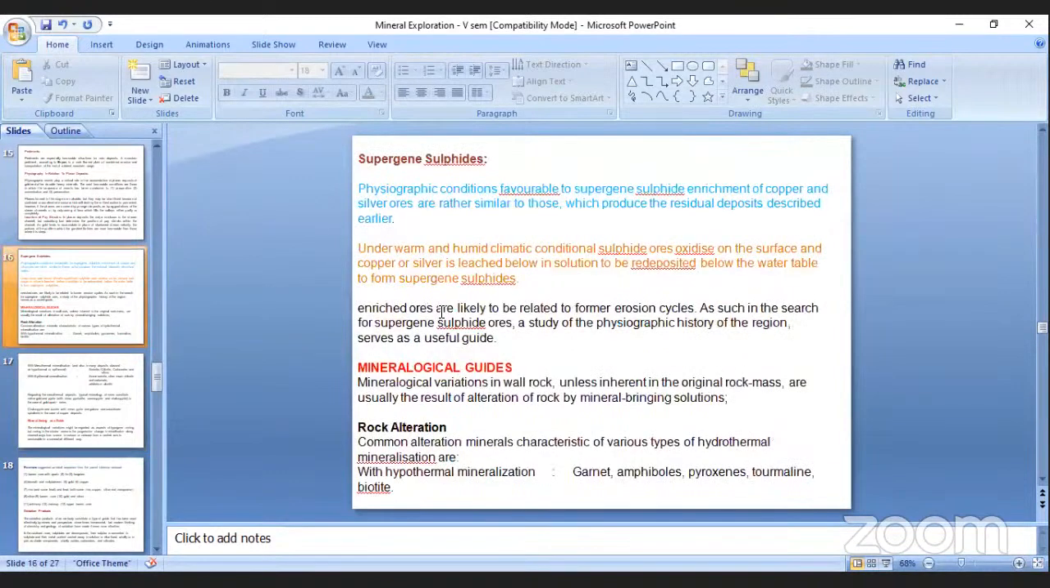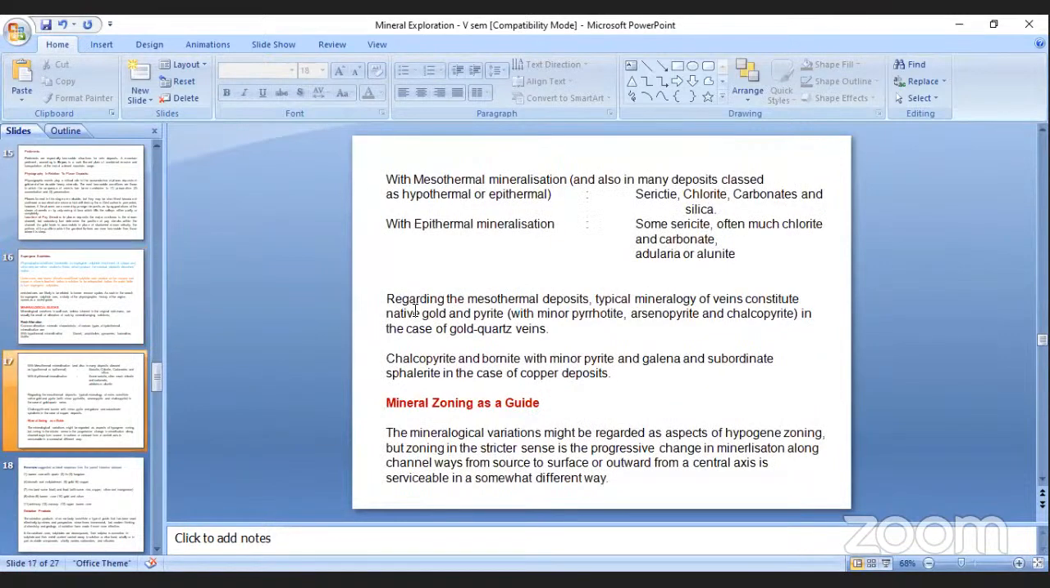So here there are three factors you can see in wall rock alteration, depending on the temperature. The first one is hypothermal mineralization, having garnet, amphiboles, pyroxenes, tourmaline, and biotite. The second one is mesothermal mineralization, which has sericite, chlorite, carbonates, and silica. And the third one is epithermal mineralization, which again has some sericite, and often we can see the presence of chlorite and carbonate also.